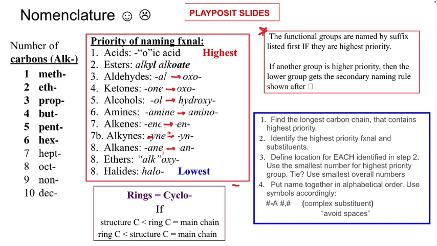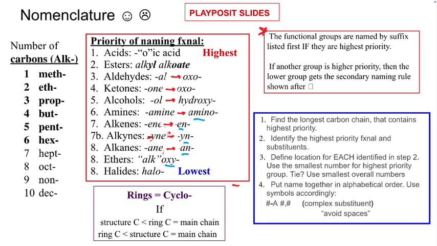If another group of higher priority is present, then the lower group gets the secondary naming rule. The secondary naming rule is what's following each of those arrows. So these are all secondary naming rules. You'll see that they have a dash on either side because that functional group is now getting placed into a different location. That name gets placed in a different space.